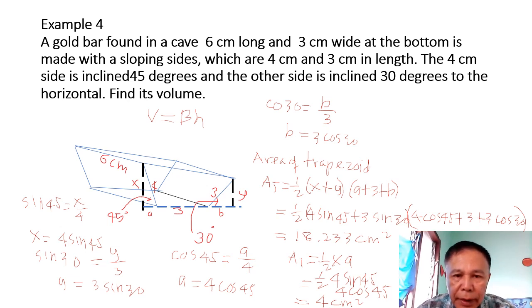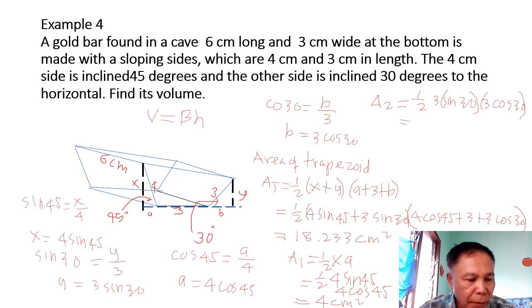So the area of triangle 2, A2, is equivalent to 1/2, your base is y, so y equals 3 sine 30, times 3 cosine 30, equivalent to 1.948 centimeters squared.